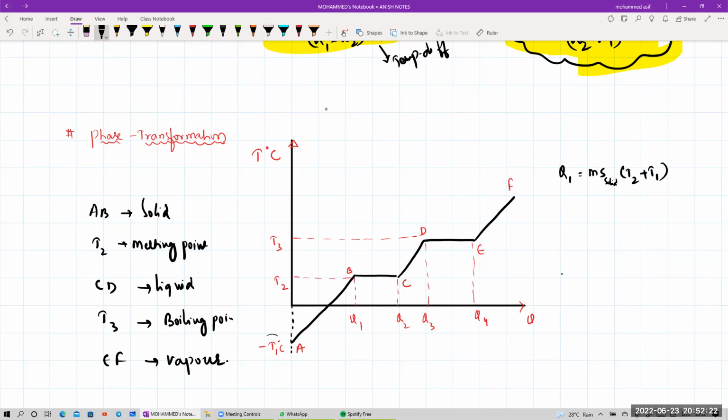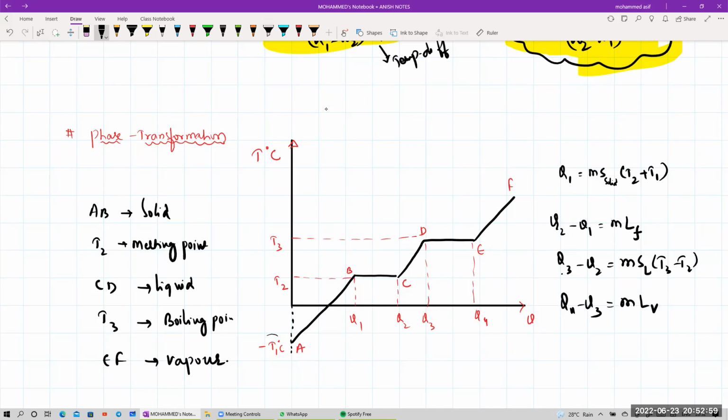Yes, sir. Then what will be the value of Q2, beta? Q2 minus of your Q1. This will be which stage right now? Converting stage. So Q2 minus Q1 will be equal to M into latent heat of fusion. The same way, Q3 minus Q2 will be equal to M into specific heat of liquid into T3 minus T2. And in the same way, Q4 minus Q3 will be equal to M into latent heat of vapor. These are the steps you need to do for doing the numerical problems.